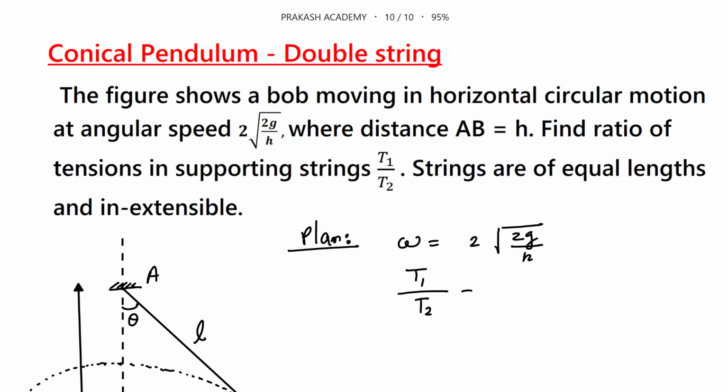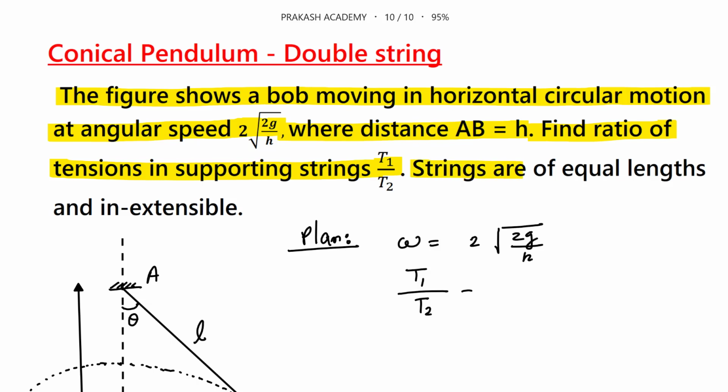Hello friends, in this video I will illustrate how you can analyze a conical pendulum that is attached to a double string system. The problem says the figure shows a bob moving in a horizontal circular motion with an angular speed of 2 times under root 2g by h, where distance AB is given and that is equal to h. And we have to find the ratio of tensions in the supporting strings, that is T1 by T2.